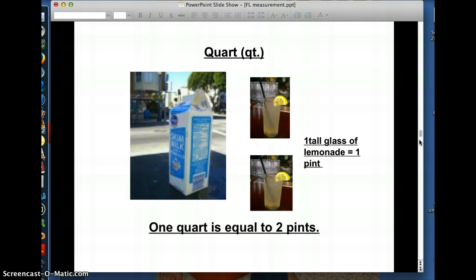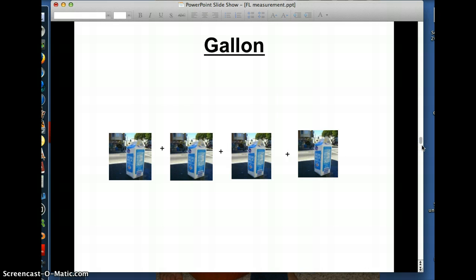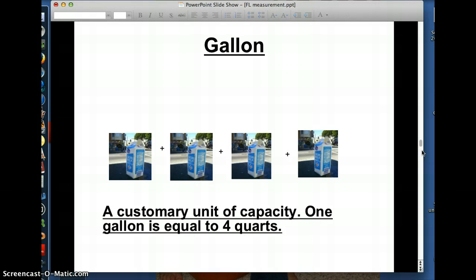So like the quart of milk, like the orange juice comes in lots of times. And so then the abbreviation for quart is QT. So 1 QT equals 2 PT because 1 quart equals 2 pints. We have gallons. You've got a customary unit of capacity. 1 gallon equals 4 quarts. So 1 gallon, or sometimes 1 GAL equals 4 quarts. And there's that gallon of milk.